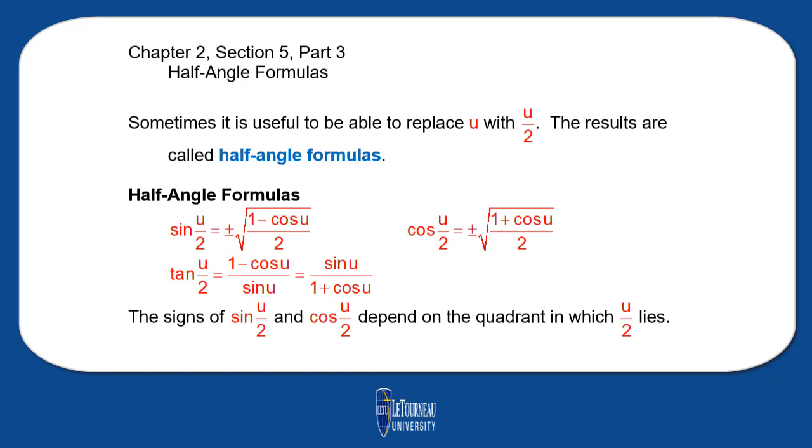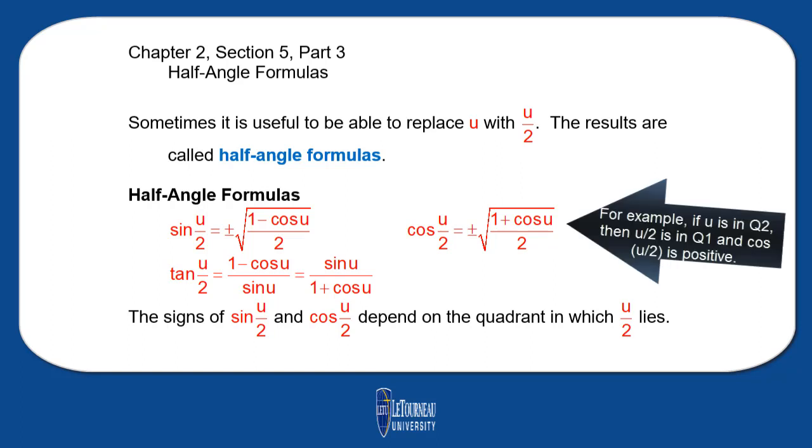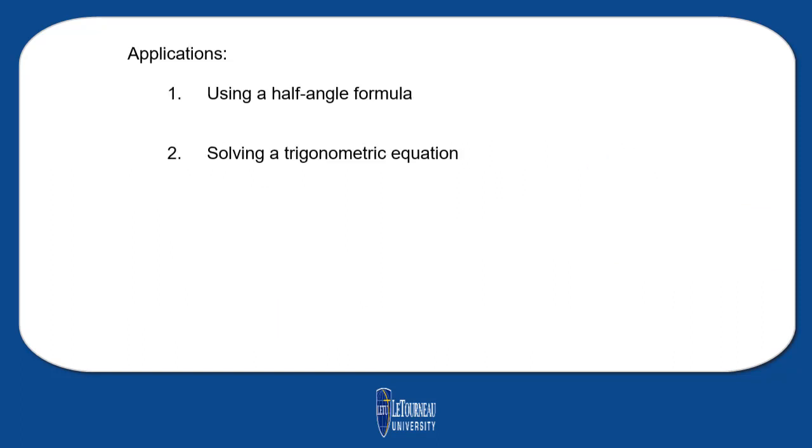You see them there. You don't necessarily memorize these. These signs, plus or minus, depend on which quadrant u over 2 is located. We'll look at that in an example. Applications. Let's use a half angle formula here and see how it gets used in a problem.